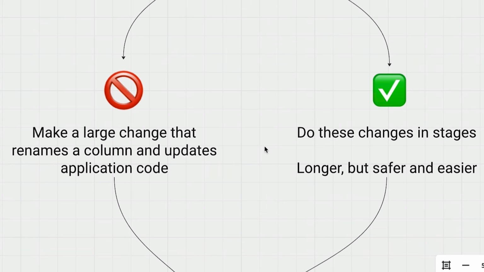Adjust the application code to read and write from the new column. Perform a data migration to populate the new column. Then, once everything is working, drop the old column. All of these steps would be done in separate releases to reduce the impact on the live system. It may take longer, but it's safer and easier, which is ultimately what the business cares about.